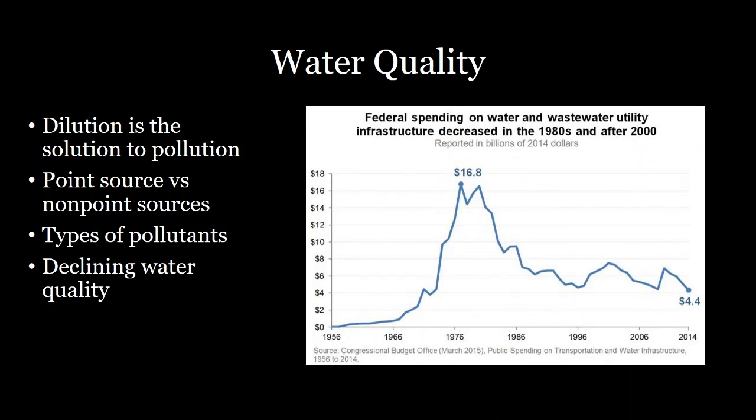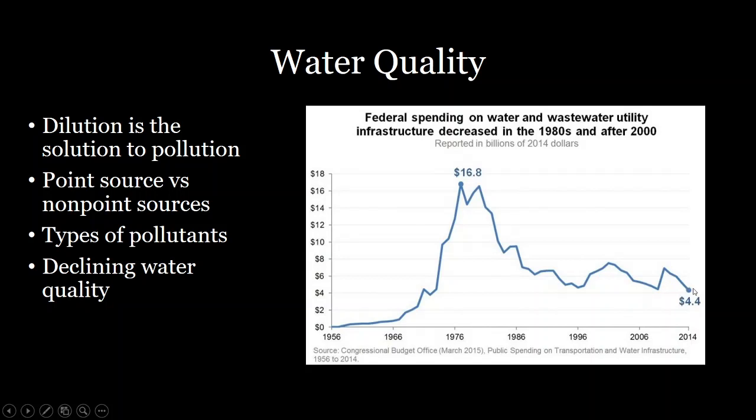Part of the reason why we have so many water quality violations is because we spend less on water treatment now than we have in the last 50 years. So here is the amount of federal spending on water and wastewater utility infrastructure over time. You can see that we were at one point spending $16.8 billion per year on water quality treatment and infrastructure, such as making sure that pipes are still in good standing. And now we spend nearly a quarter of that much.